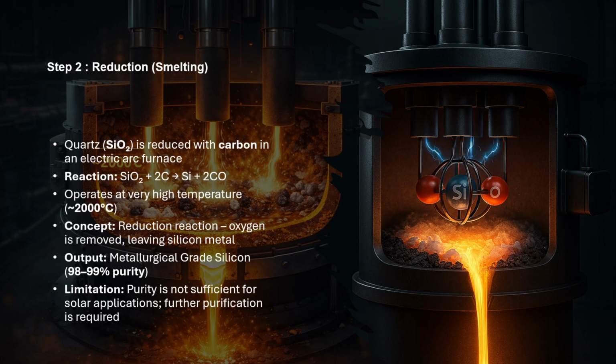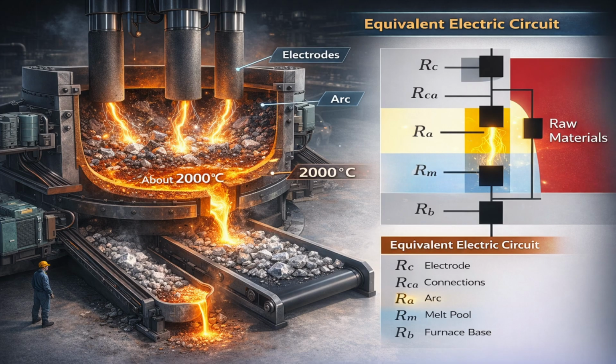In a simple understanding: carbon removes the oxygen, the oxygen leaves as a gas, and the silicon remains. Basically we are freeing silicon from oxygen, so this is called a reduction reaction. The output is metallurgical grade silicon. It is not pure silicon, it's about 98 to 99%. We still have to purify it in the next method, so we need to clean it more. For better understanding, you can see the image.